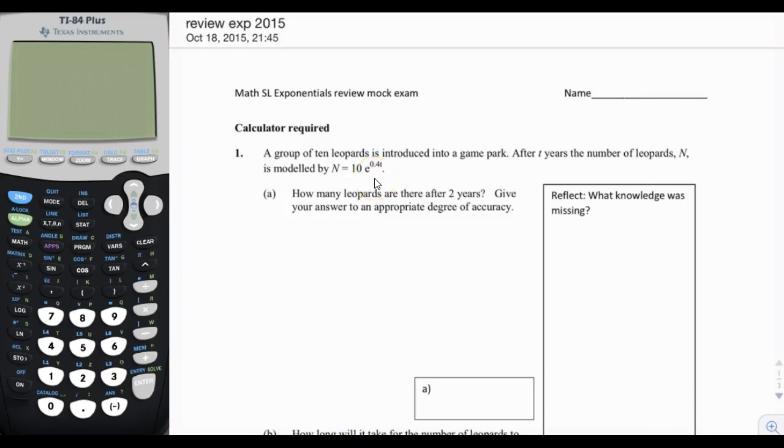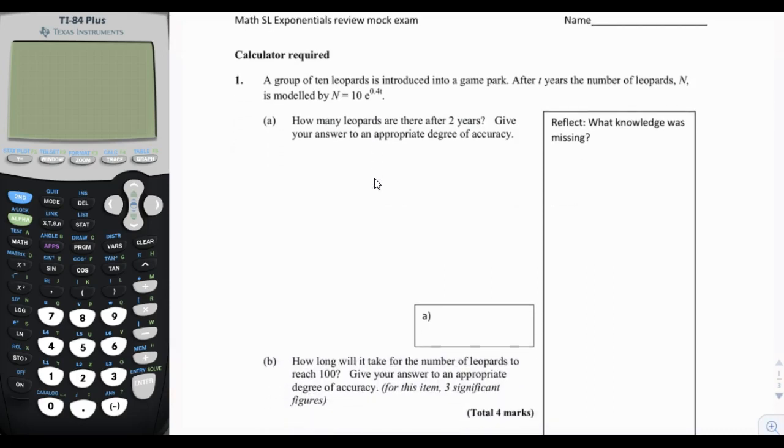Solutions for the mock exam for exponentials. Number 1, which you can use the calculator for. A group of 10 leopards is introduced into a game park. After 2 years, the number of leopards n is modeled by n equals 10 times e to the 0.4t. How many leopards are there after 2 years? Give your answer to an appropriate degree of accuracy.